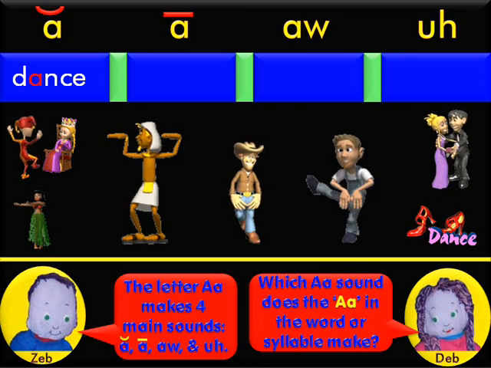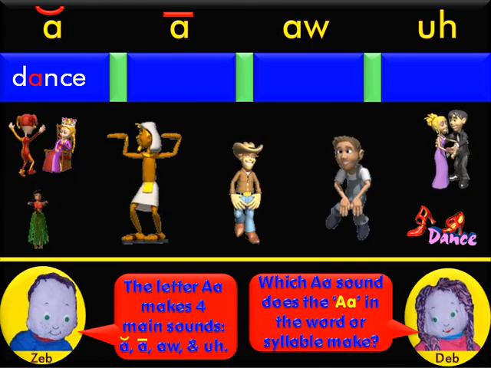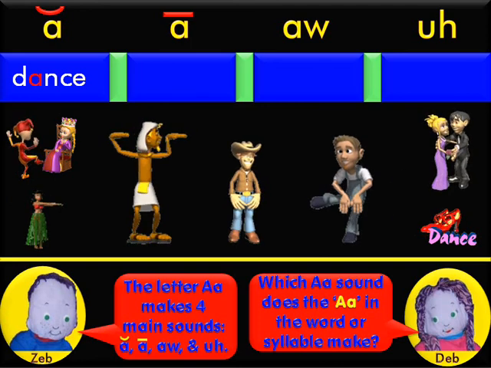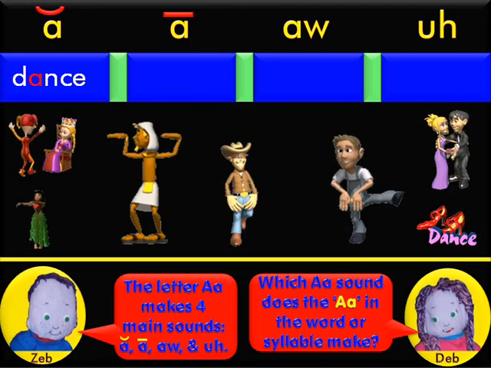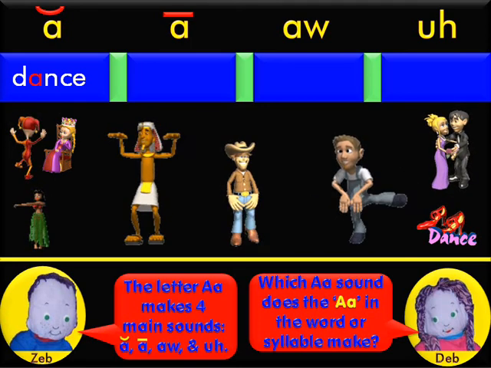Did you get it right? Well, good. Then we can all dance a jig or whatever kind of special dance that you like to dance the best.